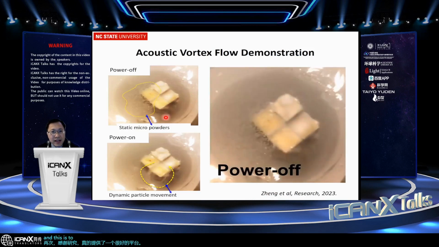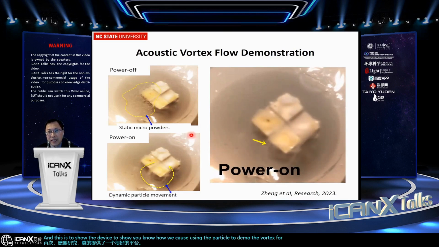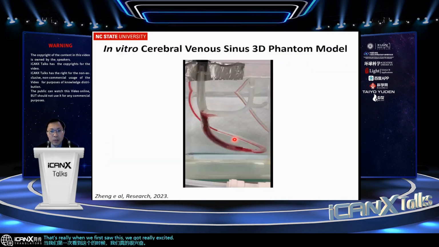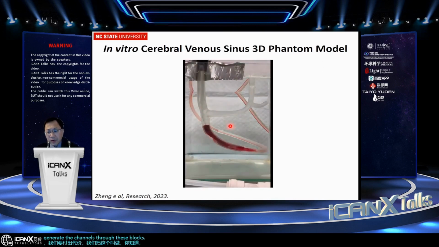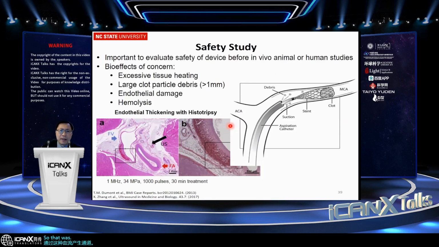This shows the device and how we use particles to demonstrate the vortex formed with this vortex ultrasound transducer. When we first saw this, we were really excited. Boa demonstrated this. Later on, we built a really long 3D-printed phantom venous system, which mimics the sinus venous system in the brain. As you can see here, it's really long, multi-centimeter long. The catheter is about here, and we generate a channel through this so the blood flow can go through. So that was very interesting.